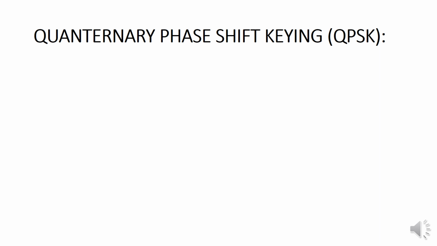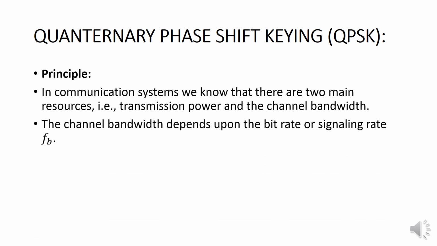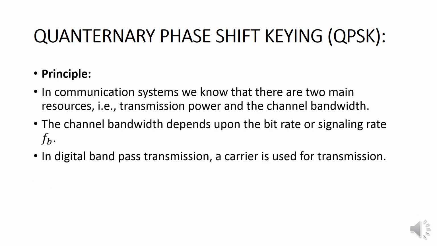Quaternary phase shift keying, that is QPSK. The basic principle behind communication systems: we know that there are two main resources, the transmission power and the channel bandwidth. The channel bandwidth depends upon the bit rate or signaling rate. In digital bandpass transmission, the carrier is used for transmission over the channel. If two or more bits are combined in the same symbol, then the signaling rate is reduced. Therefore, the frequency of the carrier required is also reduced. This reduces the transmission channel bandwidth.